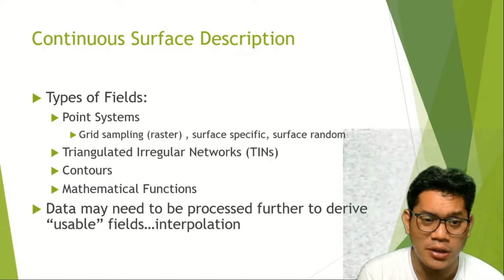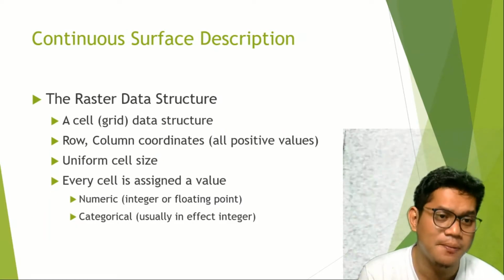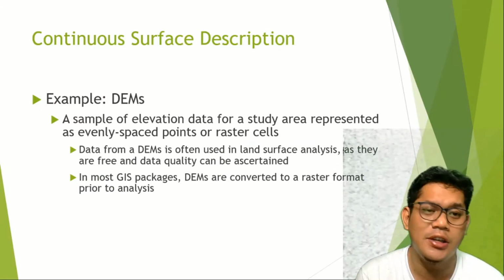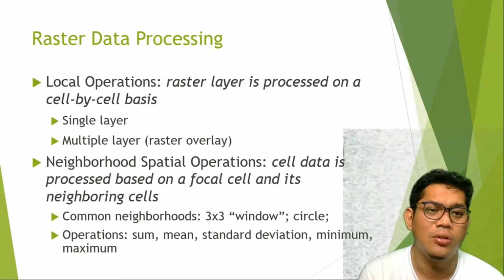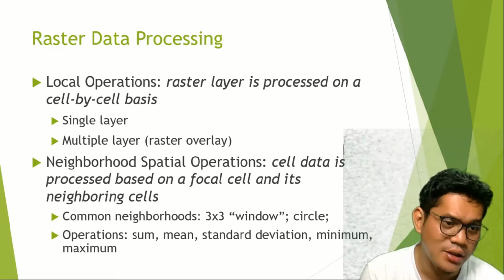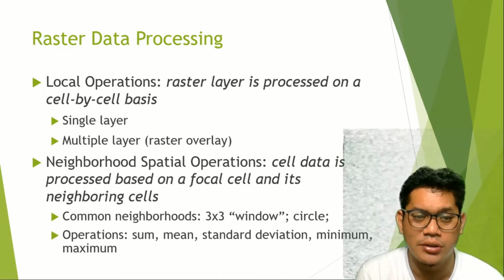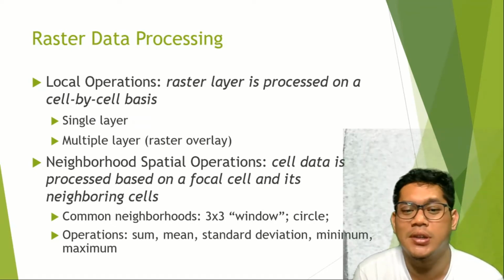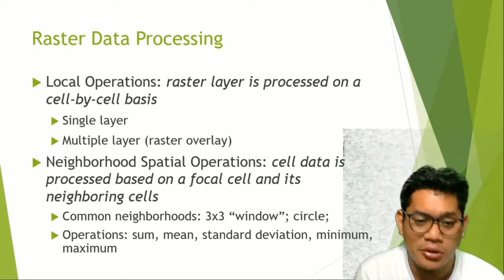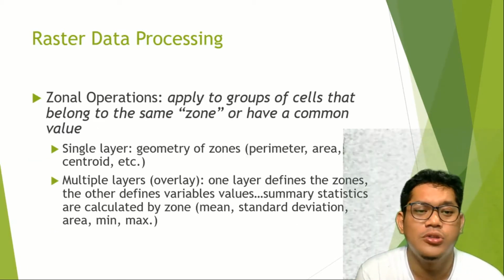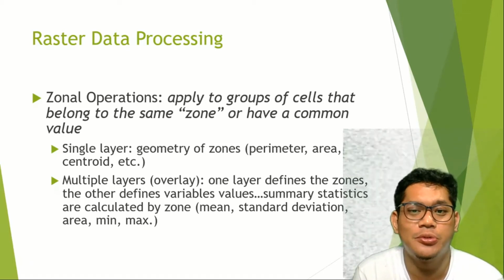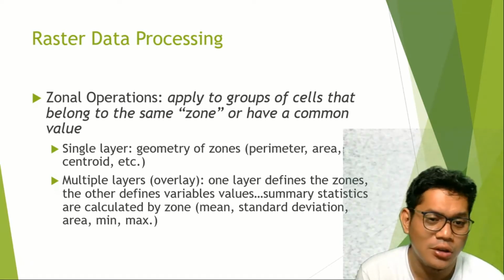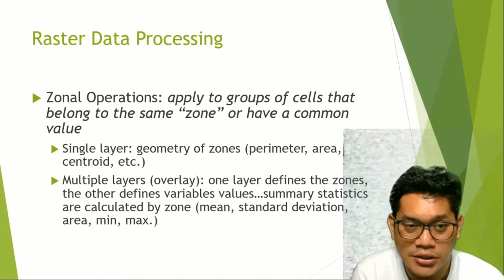One of it is triangulated irregular networks and also contours, or you can use raster data structures to come up with the DEM, of course. Or you also can have this raster data processing, either using the local operations, simple operations, cell by cell basis, or using the neighborhood spatial operations, using the focus cells to process the neighboring sets, or using the zonal operations to apply to groups where you can conclude they belong to the same group or have common values, usually for systematic analysis.